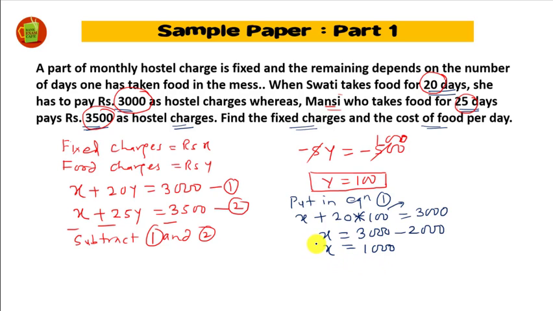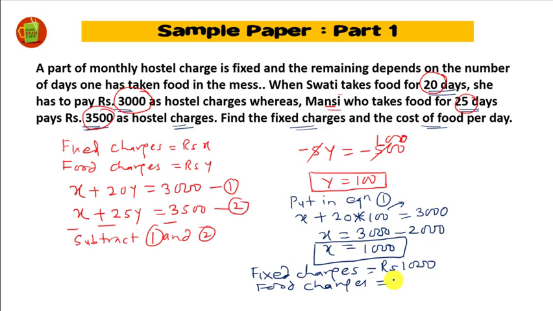So you have got the value of x, so highlight this step also. These are the two important steps: you have got the value of y here and the value of x here. Both are important steps, so highlight them. And at the end you have to write the answer: fixed charges is equal to x, so it will be rupees 1000. And food charges will be rupees 100.